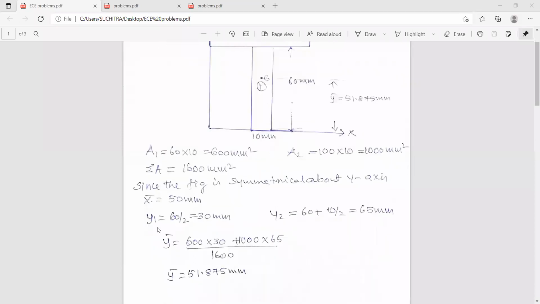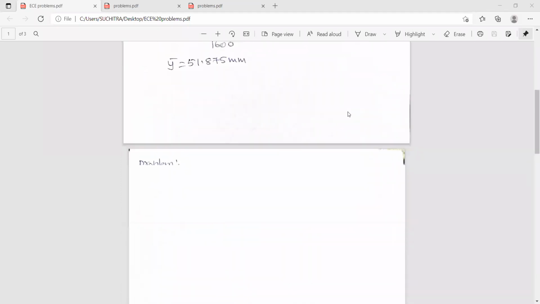If we know the equation, A y bar is equal to A1y1 plus A2y2 plus A3y3 up to An, divided by sigma A. So hence y bar works out to be 51.875 millimeters. Now you can see here, this is the centroid of the whole figure. So x bar is 50 millimeters, and y bar is 51.875 millimeters.